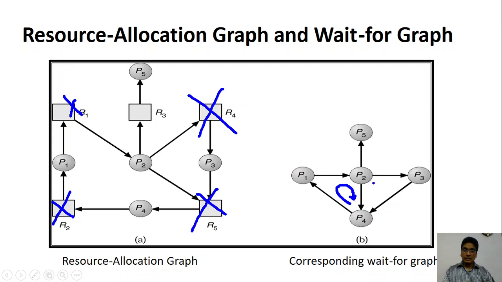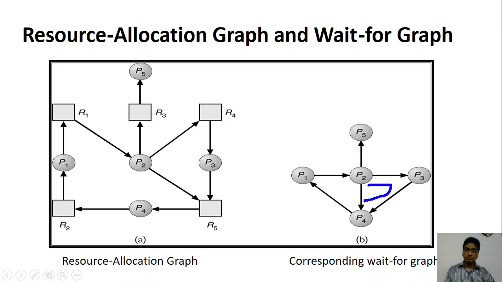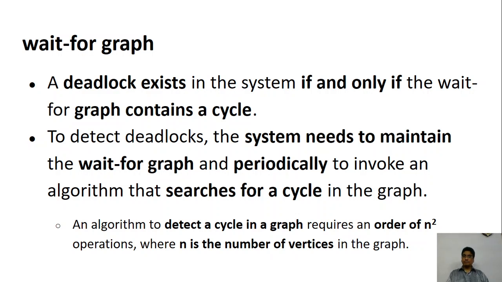There is no cycle here because it is not coming back up. But you may have one more cycle, a bigger cycle, like this. In any case, if there is a cycle, that means there is a deadlock. It's as simple as that. So you draw a wait-for graph, and if there is a cycle in that graph, that means there exists a deadlock in the system.